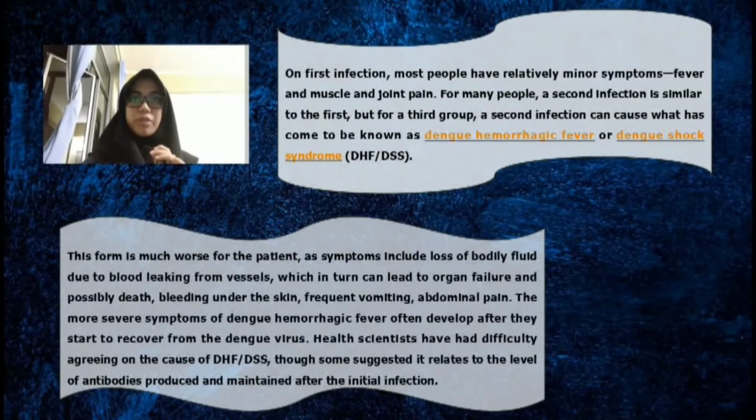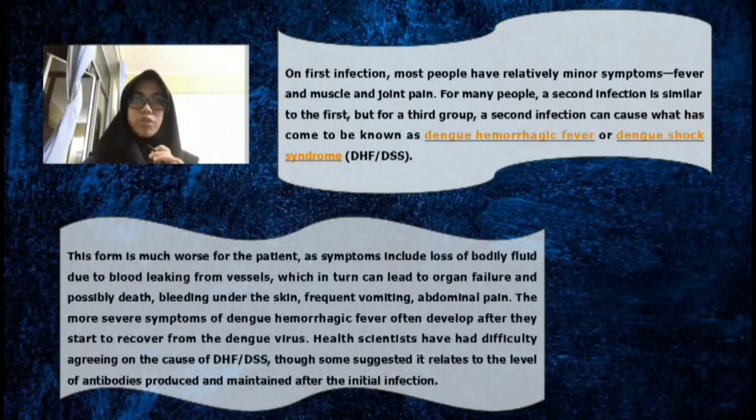On the first infection, most people have relatively minor symptoms, which are fever and muscle and joint pain. For many people, a second infection is similar to the first, but for a third group, a second infection can cause what has come to be known as dengue hemorrhagic fever or dengue shock syndrome, known as DHF or DSS.